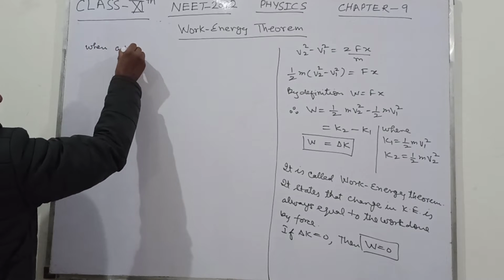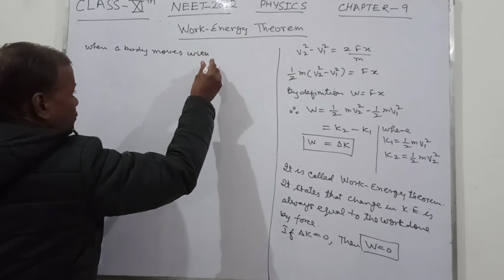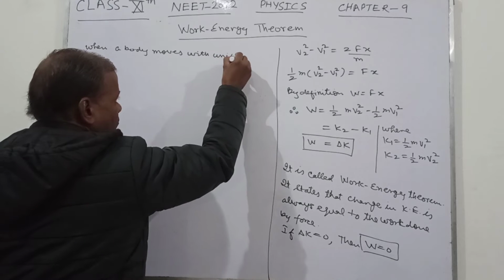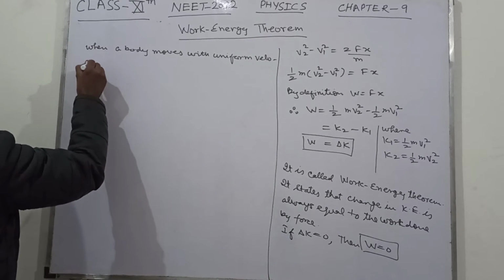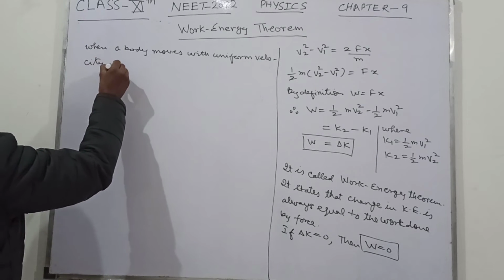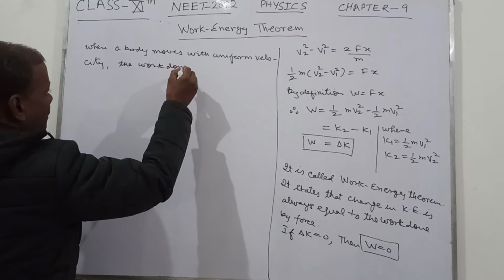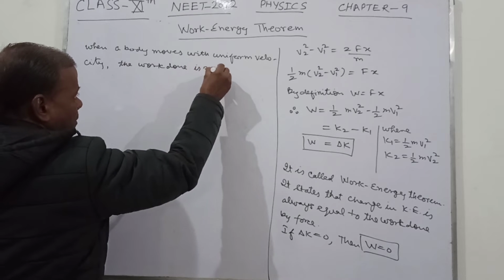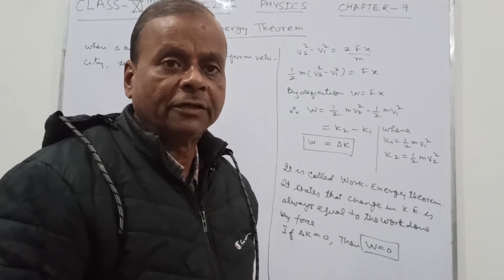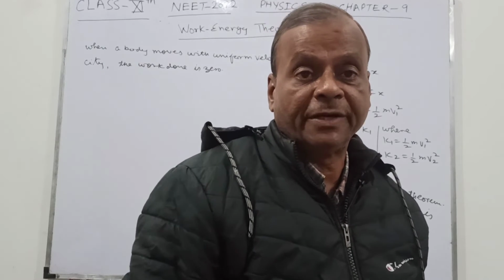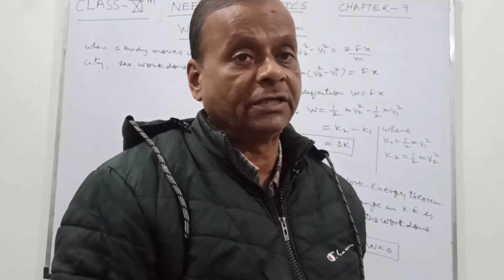When a body moves with uniform velocity, the work done is 0. So now I will tell you that the work done by the viscous force, or the friction force, all these, is always negative.